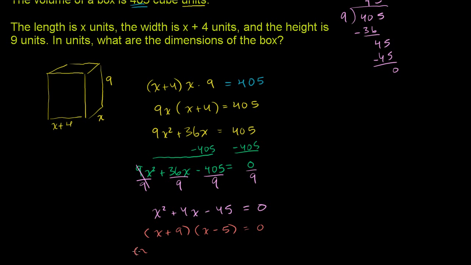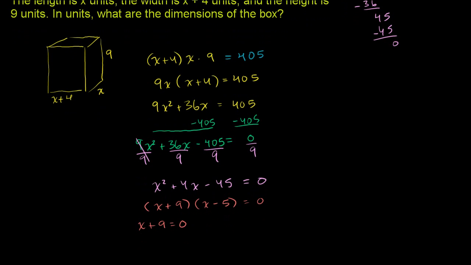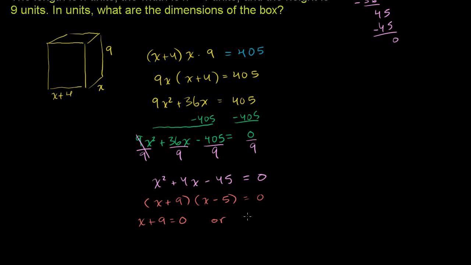So this means that x plus 9 is equal to 0, or x minus 5 is equal to 0. If we subtract 9 from both sides of the first equation, you get x is equal to negative 9. Or if you add 5 to both sides of the second equation, you get x is equal to 5. So these are both possible values of x.